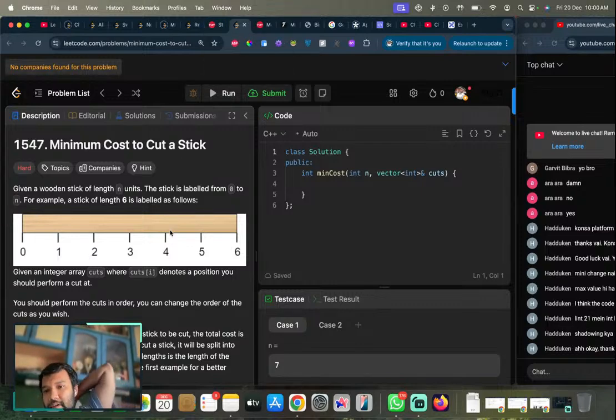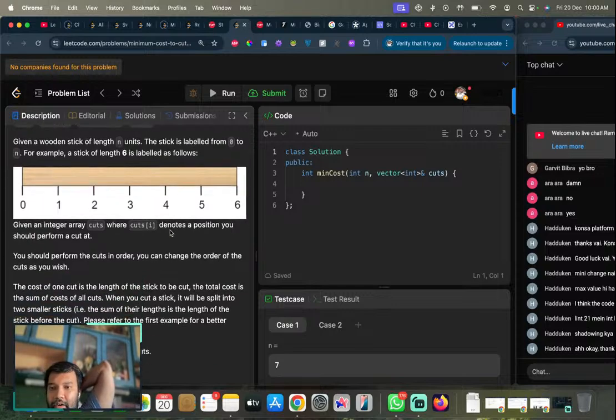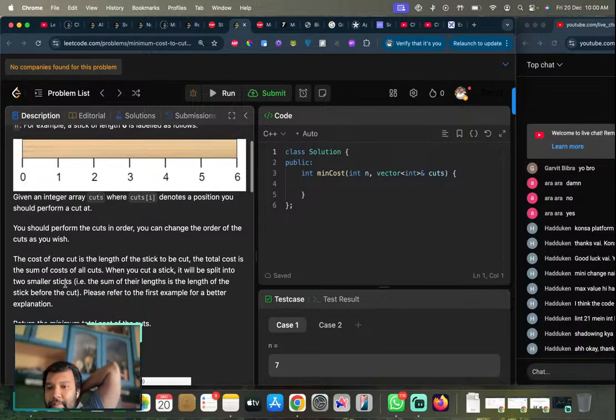Given a wooden stick of length n units, the stick is labeled from 0 to n. For example, the stick of length 6 is labeled as below. Given an integer array cuts where cuts[i] denotes the position you should perform a cut at. You should perform the cuts in order, but you can change the order of the cuts as you wish.